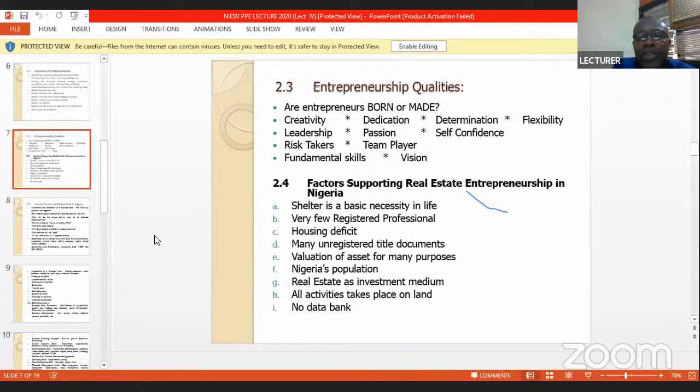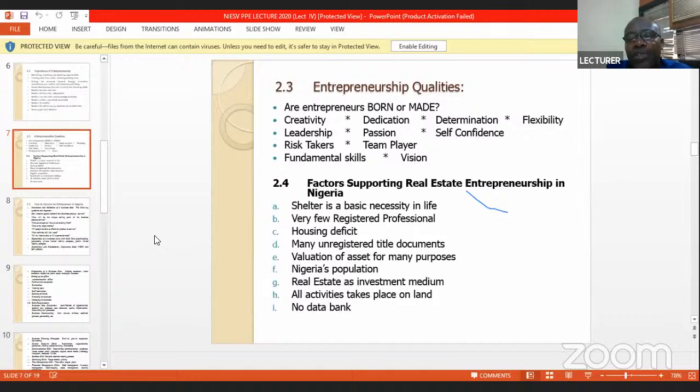So, creativity, dedication. Every entrepreneur is dedicated, being dedicated to duty. And that is the essence of training. When you undergo training, we expect you to acquire some qualities of dedication, being dedicated to your work. When you are given an assignment to perform, you go after that assignment with dedication.